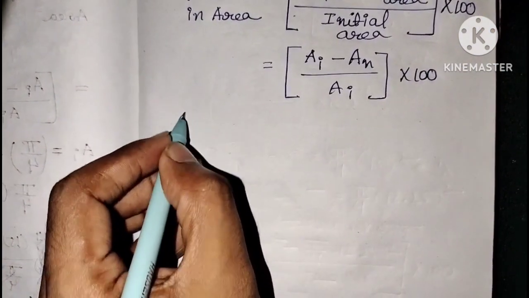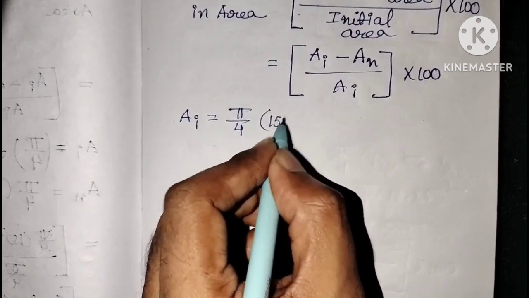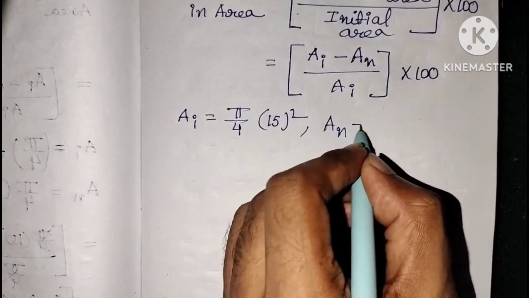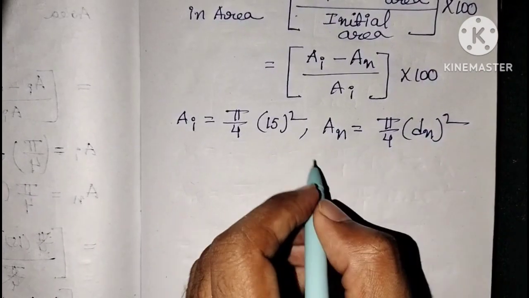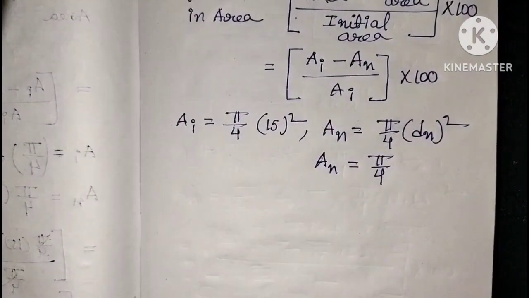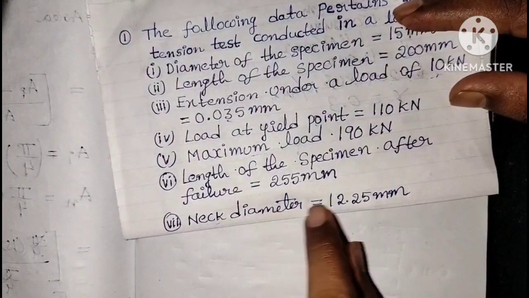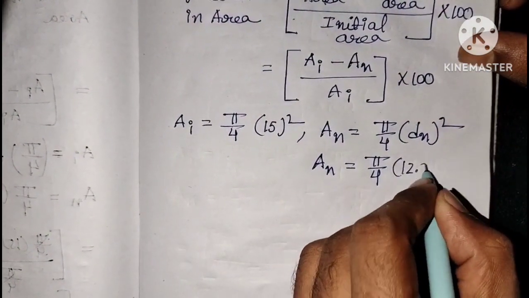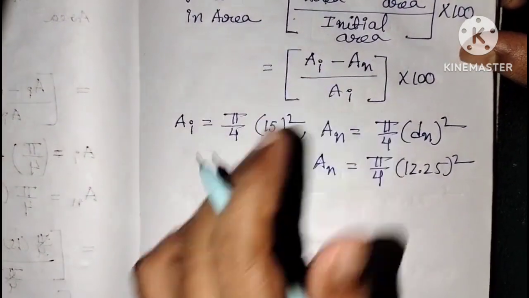Here AI, the initial area, is pi by 4 into d square, where the diameter given is 15 mm, so 15 square. The neck area AN is pi by 4 into dn square, where dn means neck diameter. In the tensile test data, the neck diameter given is 12.25 mm, so 12.25 whole square.